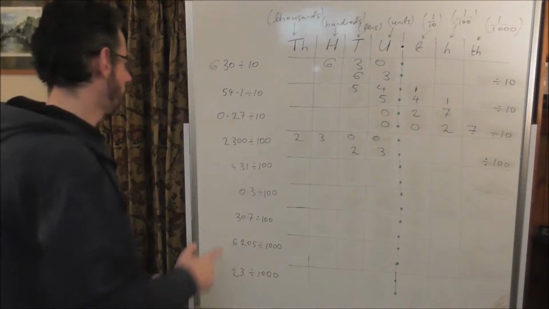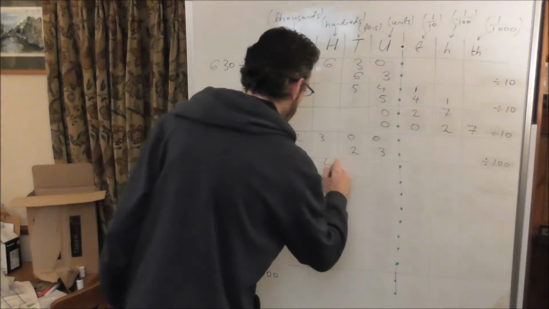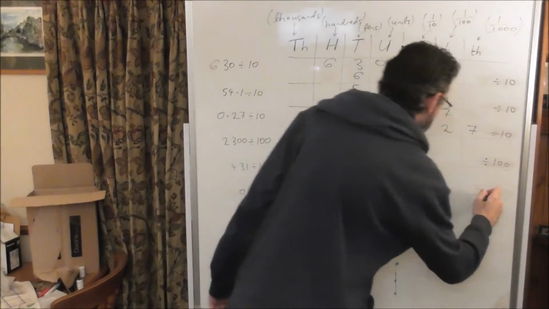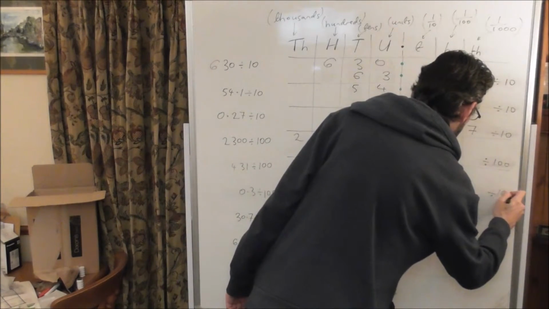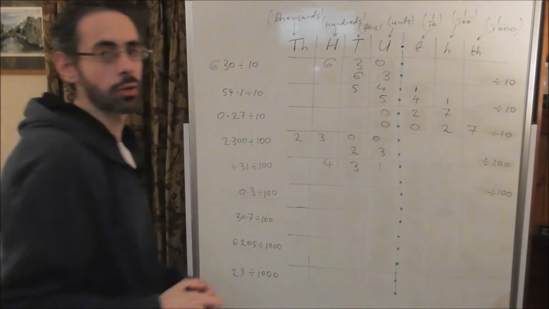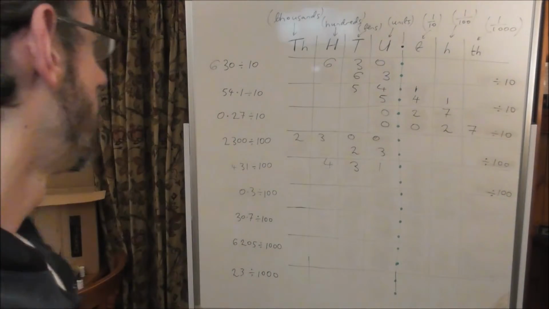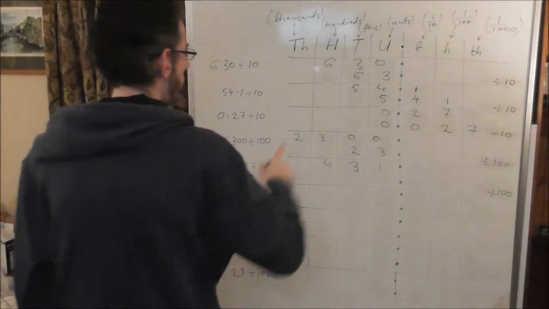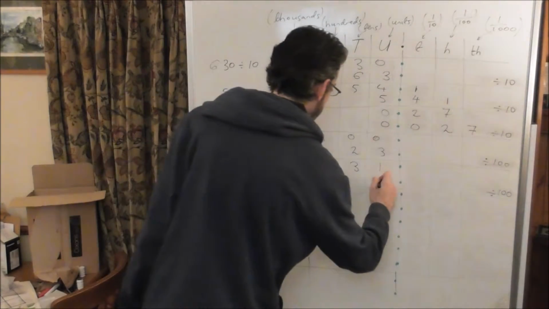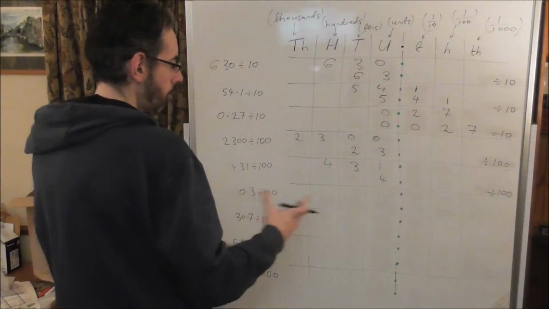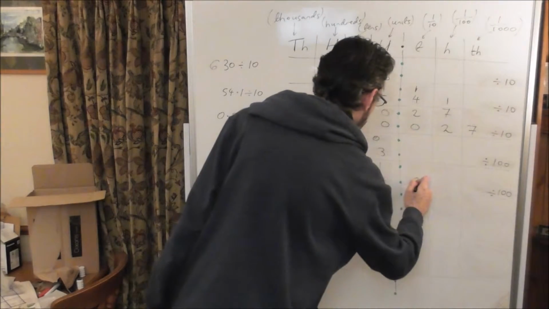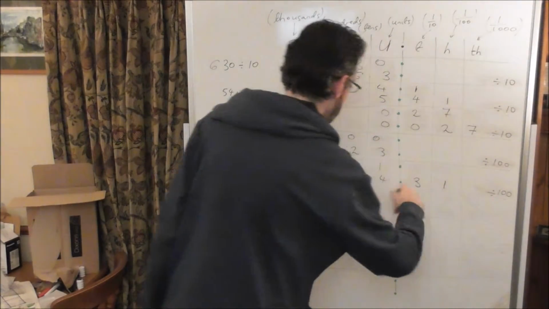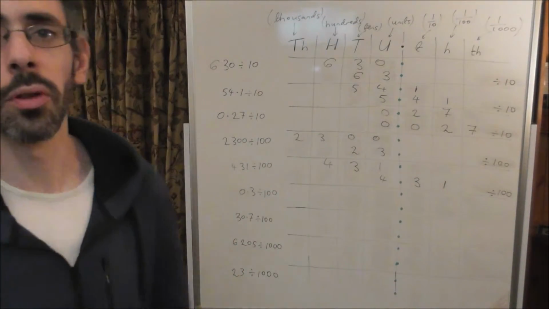So 431 divided by 100. Again, we need to move the digits 2 places to the right. So the 4 is going to move to the units column, 2 places. And everything's going to move down together 2 places. So the 3 and the 1 are going to move with the 4. Everything's going to stay next to each other in the same order. So the answer is 4.31.